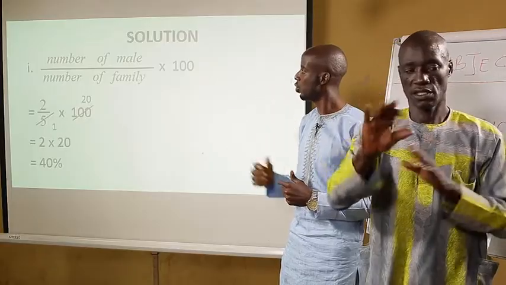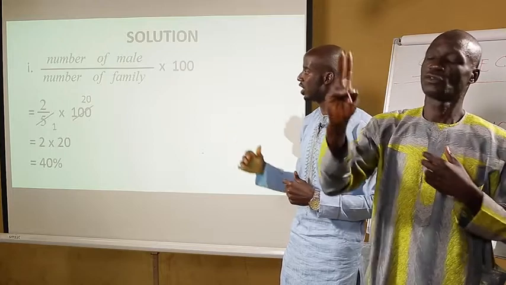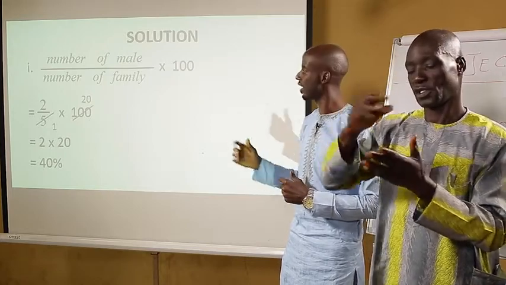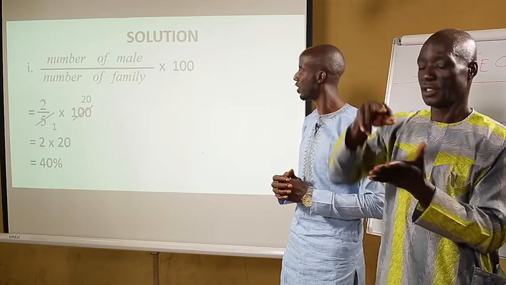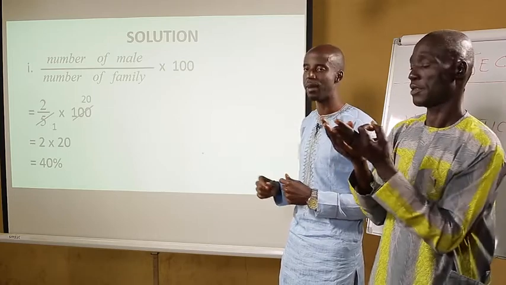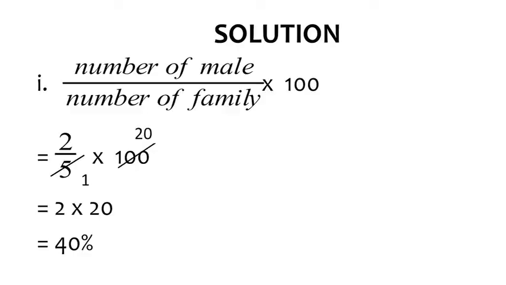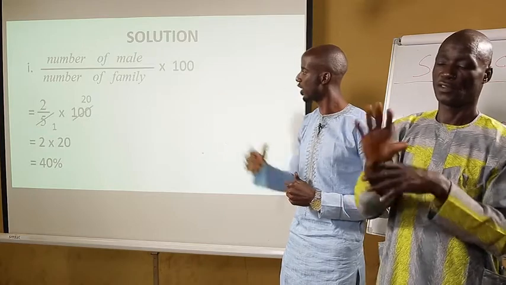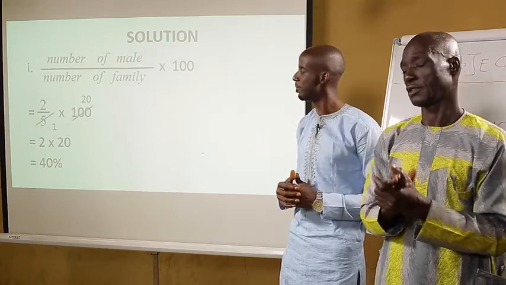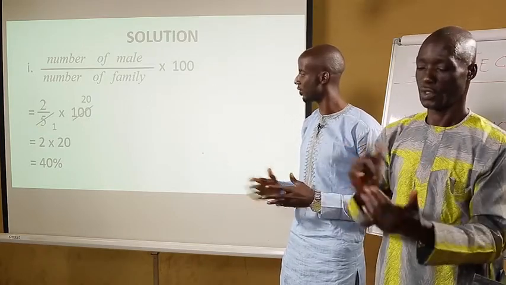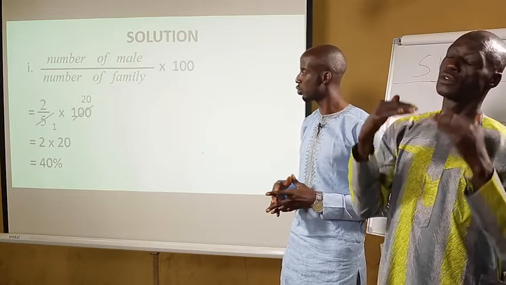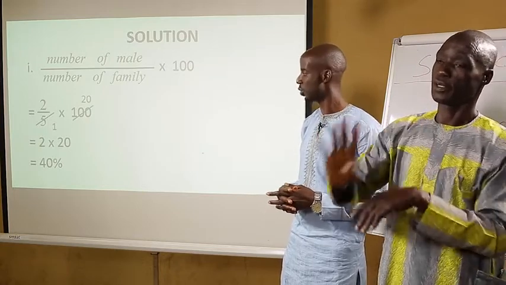So we have 2 representing the number of male divided by 5 representing the number of the family members multiplied by 100. So now 5 is a common factor of 5, and 5 is also a factor of 100. So 5 will divide 5 once, and 5 will divide 100 20 times. What do we have left? We have equals to 2 multiplied by 20.